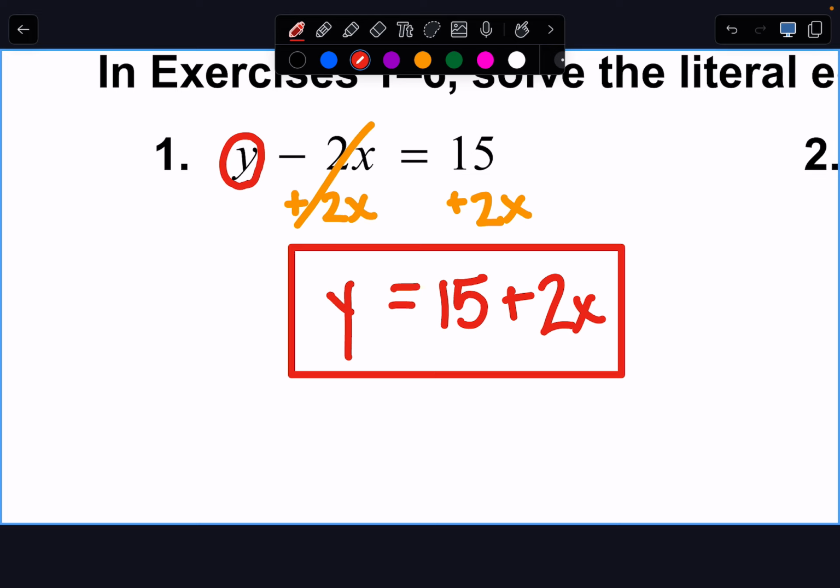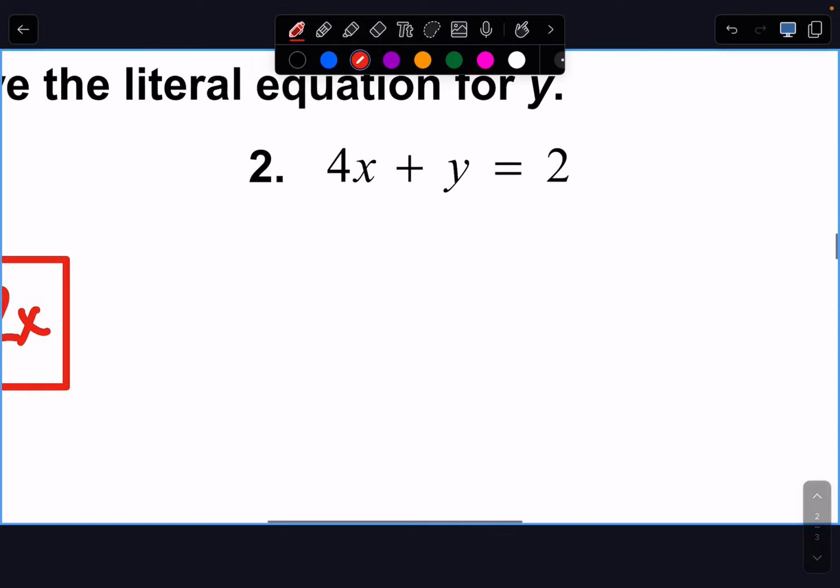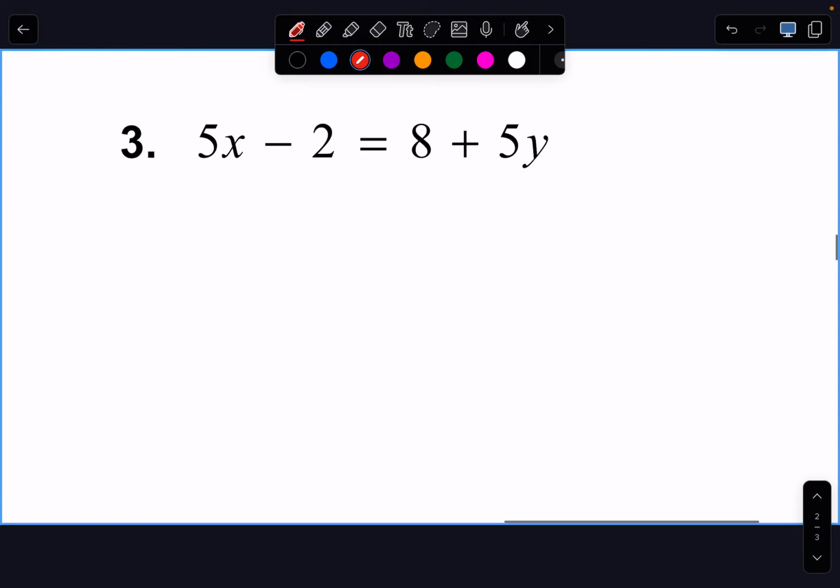I know it doesn't seem like, oh, I have an answer of 5. No. Okay, we are taking an equation and we are rewriting it. Okay, we are rearranging it. All right. We're going to skip number 2. Number 2 is pretty much the same. Let's go to number 3.